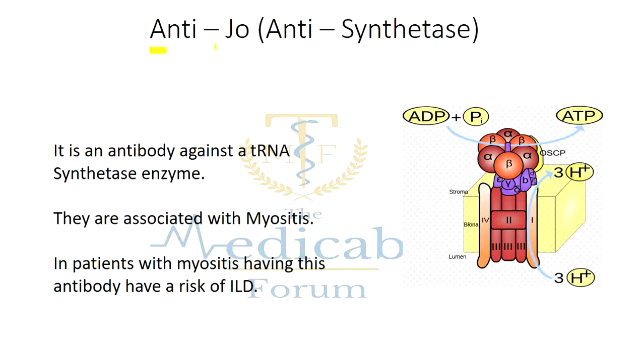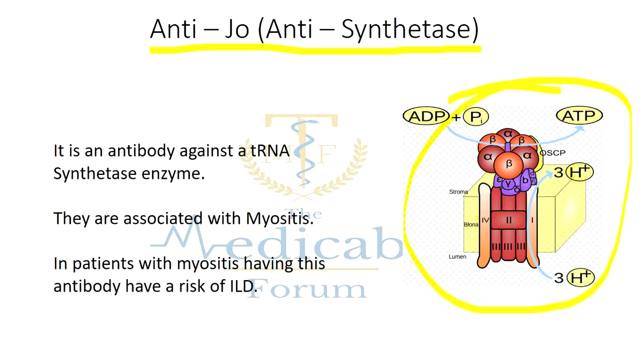Anti-Jo antibody. What's an anti-Jo antibody? It's an antibody against a synthetase. What's synthetase? Synthetase is an enzyme which has this structure. Man, it's complicated, is it? No, it's not. This is just an ATP synthetase enzyme which has a supercool structure here, which will bind the inorganic phosphate with ADP and release ATP. So basically, it's an antibody against a tRNA synthetase enzyme.